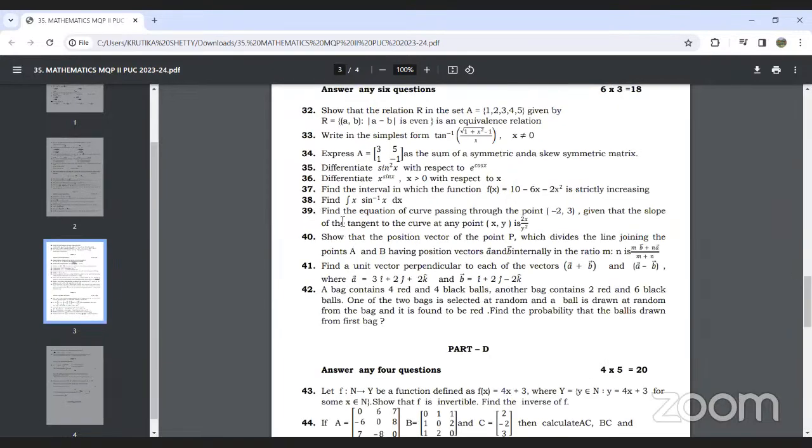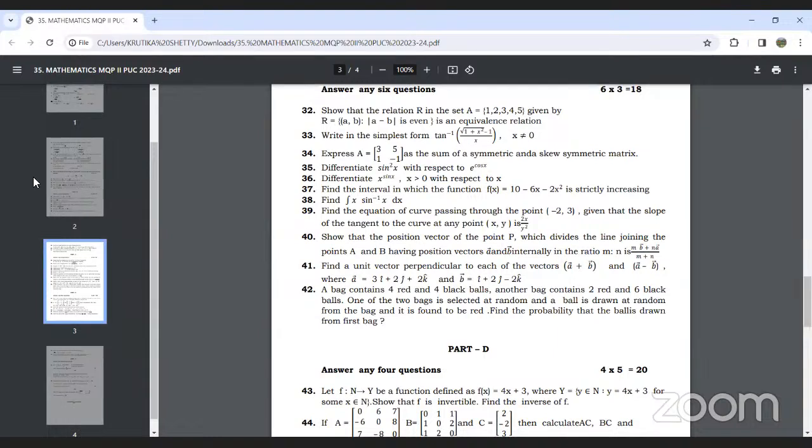39. Okay, so in question number 39, we need to find the equation of the curve passing through minus 2 comma 3. Given that the slope of the tangent to the curve at any point is 2x upon y square. Okay, so this question has occurred from a differential equation.